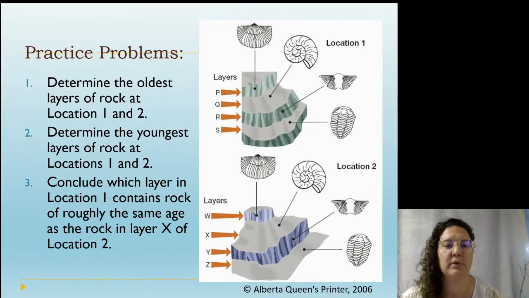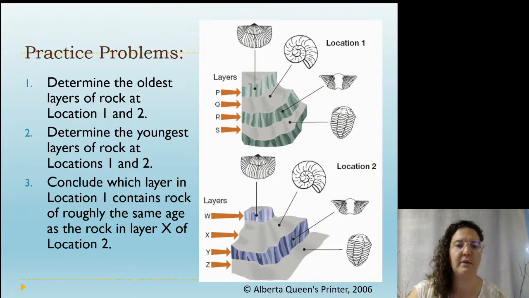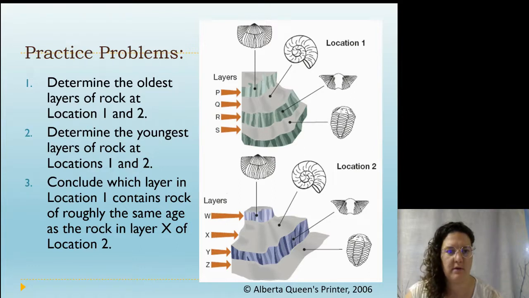So determine the oldest layer of rock at location 1 and 2. The oldest layer of rock at location 1 is going to be rock layer S, and at location 2 is going to be Z because they're at the bottom. The youngest rock at location 1 is going to be P, because it's at the top, and location 2 is going to be W.